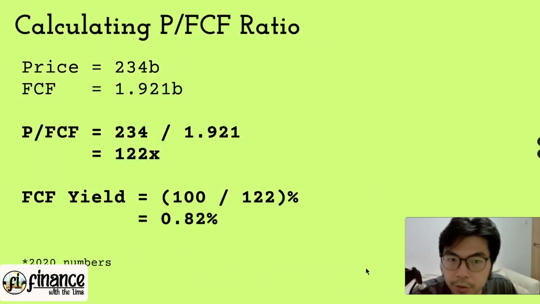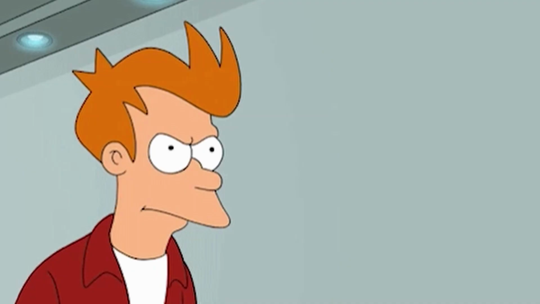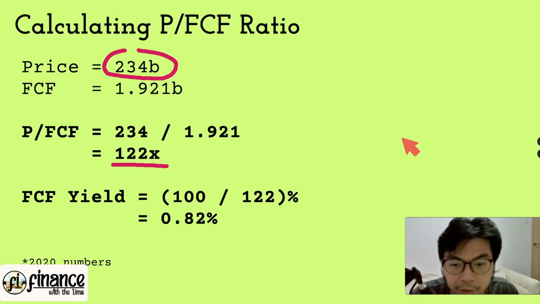To calculate the price to free cash flow, we simply take their market cap in 2020 and divide it by the free cash flow that was provided in their annual report. And this gives us a 122 times multiple. This is really high and goes to show how much the market is expecting Netflix to actually grow.